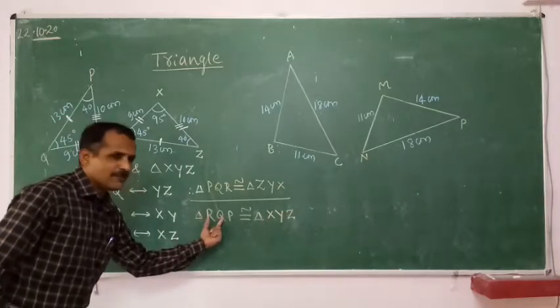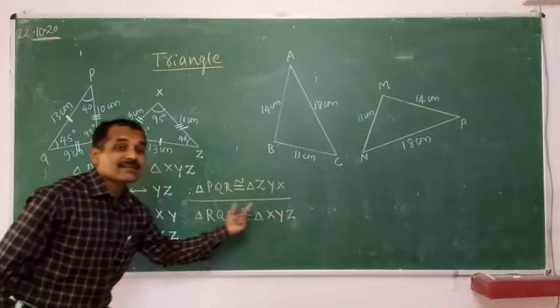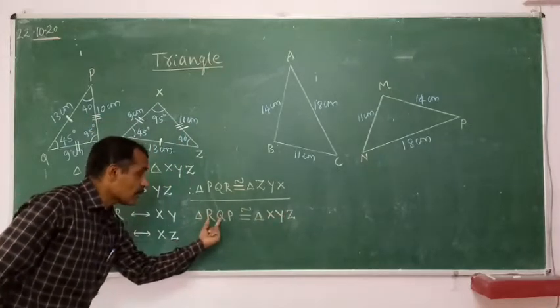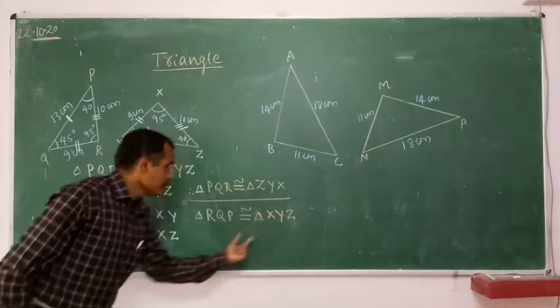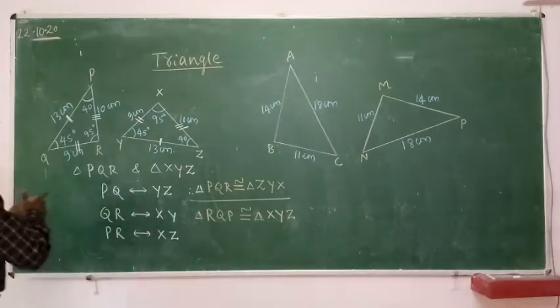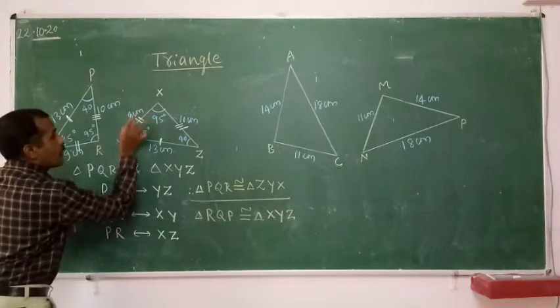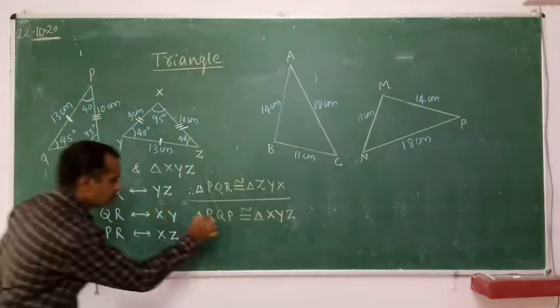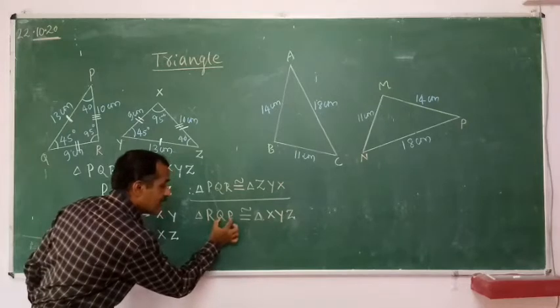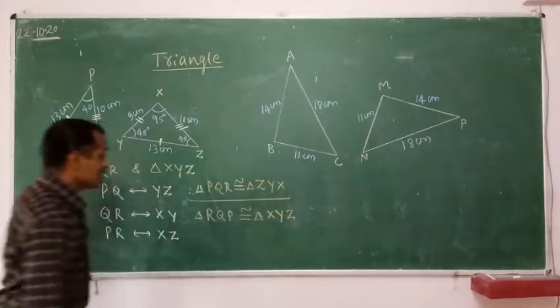What are the first two alphabets? RQ. RQ and XY are the corresponding sides. The first two alphabets from here, the first two alphabets from there. RQ side corresponds to XY. See here, RQ 9 cm corresponds to XY 9 cm. See here, QP, the second and the third alphabet. QP corresponds to YZ.